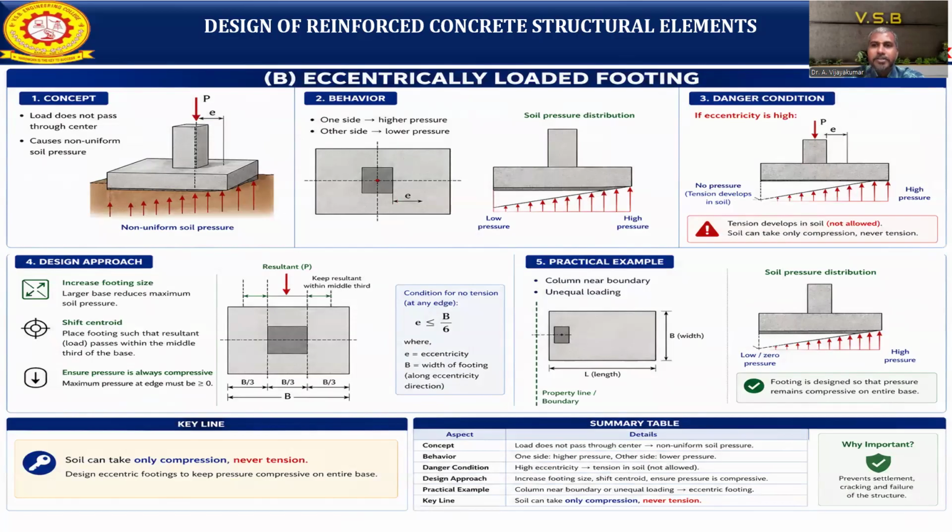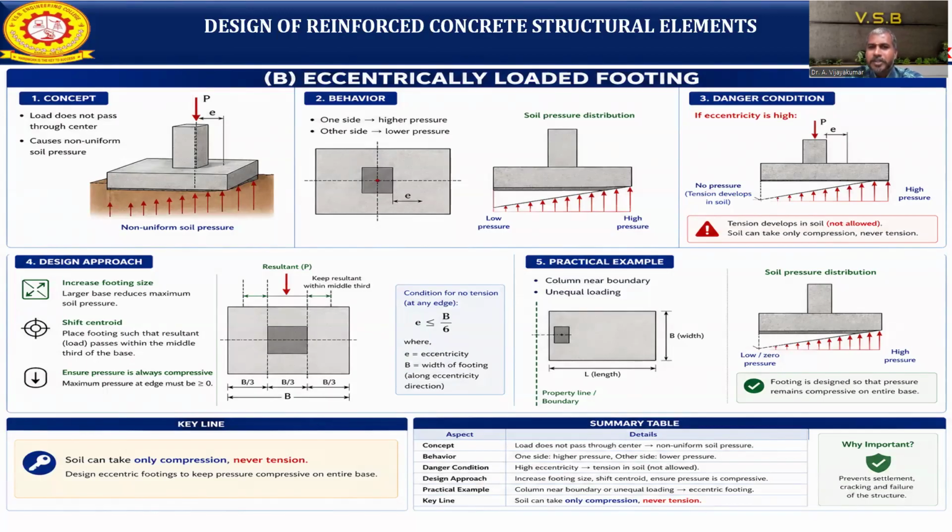So far we have seen the load acting at the CG. Now for an eccentrically loaded footing, the load does not pass through the center, it is far away from the CG. So the pressure is not uniform; the pressure will be different. Where there is eccentricity E and the load is high, the pressure will be very high. So the behavior is that one side has high pressure and the other side has low pressure.